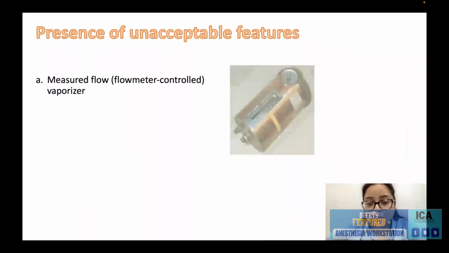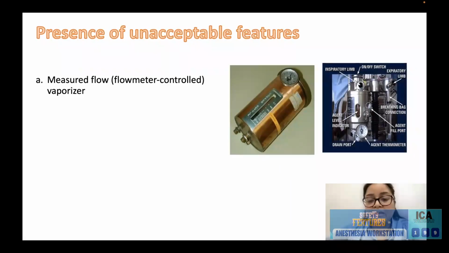Then there are certain features which are considered unacceptable if present in an anesthesia workstation, and which can be used to render the machine obsolete. These features include the use of a measured flow vaporizer. We can see in these two pictures, the first is a copper kettle vaporizer and the other is a Vernitrol vaporizer. These are very obsolete vaporizers, and they have not been manufactured for quite some time, and servicing is also not available.